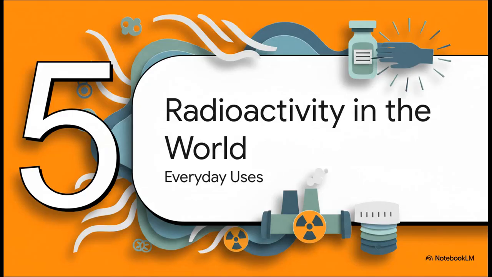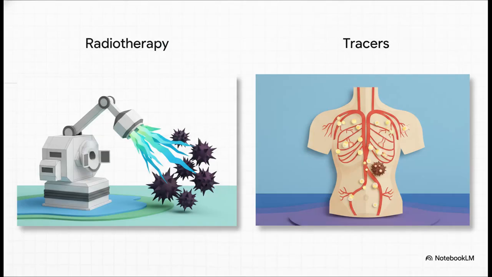Okay, so we've done the heavy theory, we've done the math, now for the fun part. Why should we even care about all this? Well, it turns out radioactivity is used everywhere, in some really amazing ways that might surprise you. First up, medicine. This is a huge one. For treating cancer, doctors can use a very focused beam of gamma rays from something like cobalt-60. Remember how penetrating gamma is? They can aim it right at a tumor deep inside the body to kill the cancer cells.